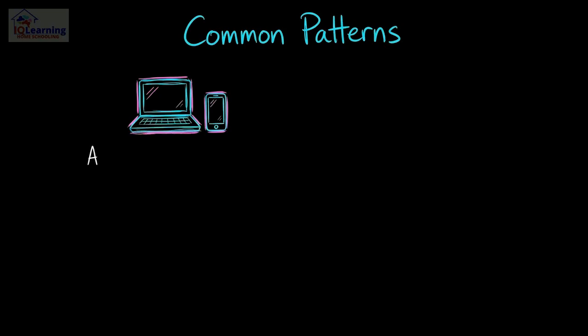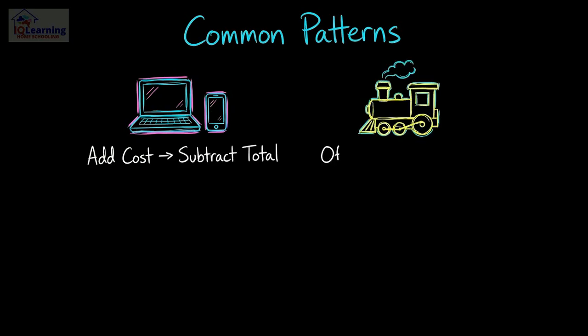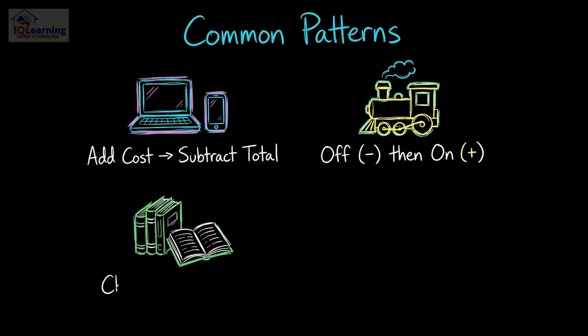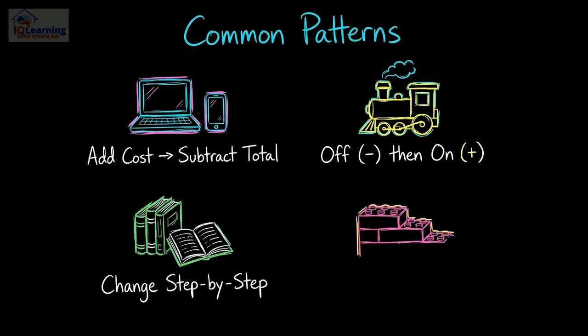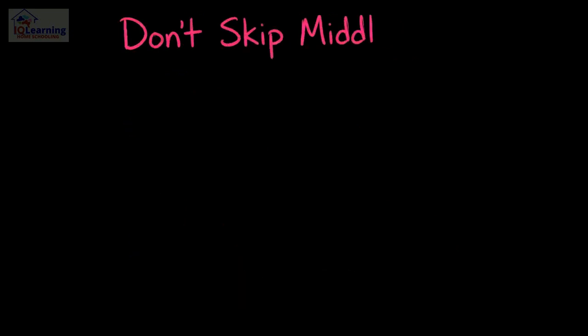The practice problems follow the same pattern. When Sam buys a laptop and a phone, you first add the amounts he spent, then subtract from his starting money. On the train problem, people get off first and then get on, so you subtract and then add. In the library problem, books are added and then lost, so the number changes step by step. With the bricks, you combine what the builder has and then compare it to the goal. Every time there is a middle step, you must not skip it.